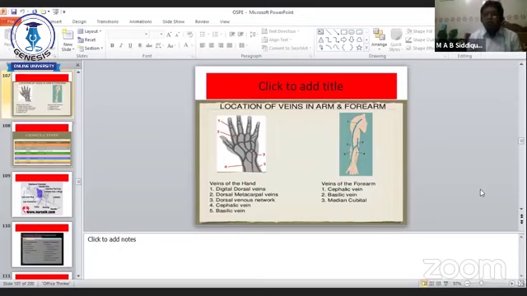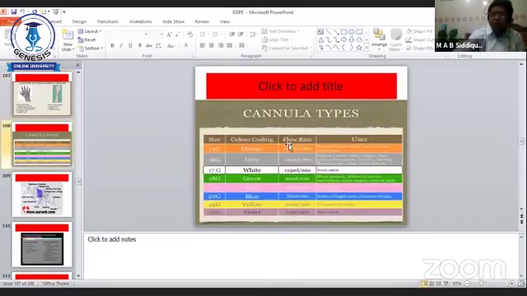Location of the vein: I already mentioned the cephalic and basilic veins. These are the most commonly used veins for the IV cannula, and we also use the veins of the hand. Usually we do not use the dorsal vein for an IV cannula. The most commonly used are the cephalic and basilic veins, and also the veins of the hand.